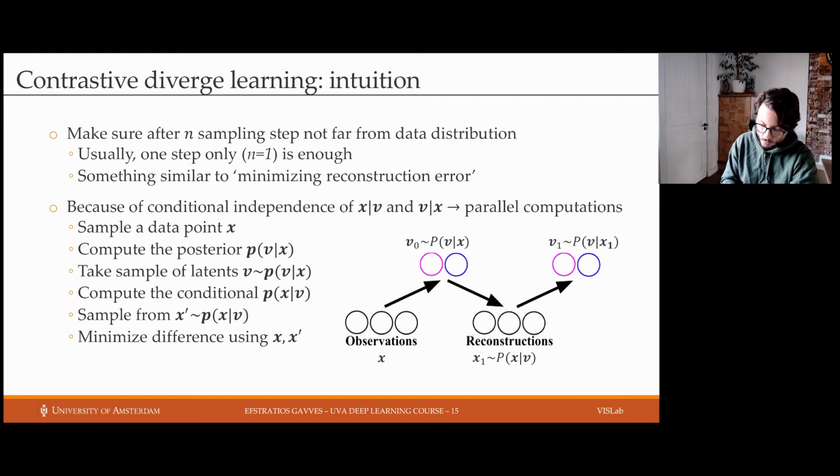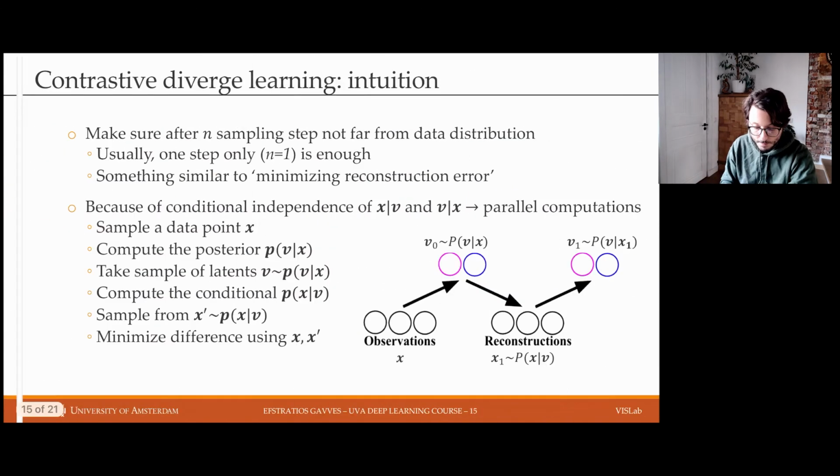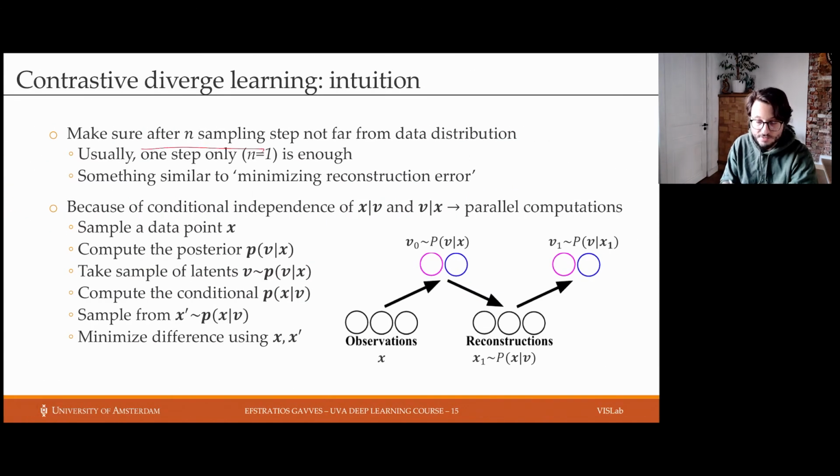What it tries to achieve is to make sure, as we see here, that it minimizes the divergence, the difference between divergences from our training data versus n steps. So it basically wants to make sure that after n sampling steps, we're not too far from our data distribution. Usually just a single step, a single sample, is enough. And in a way, you can see this as minimizing reconstruction error.